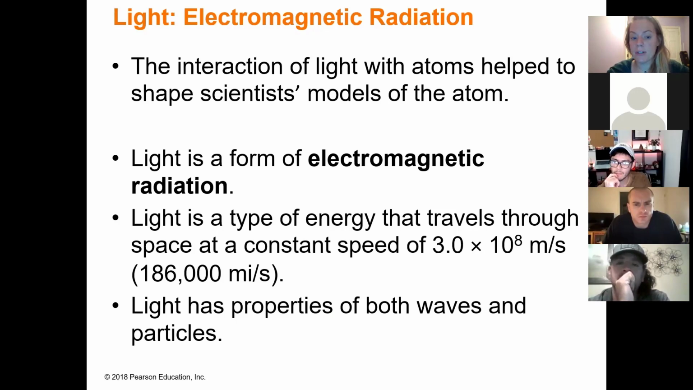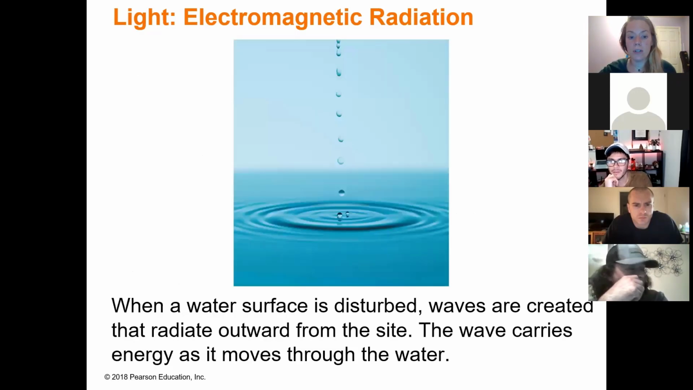Light is specifically a type of energy that travels at the speed of light, 3.0 times 10 to the 8th meters per second, fastest speed in the universe. Light has properties of both waves and particles, just like electrons have this wave-particle duality. So some properties of light are going to behave like a wave, some are going to behave like a particle. Are there other types of electromagnetic radiation outside of just light? Yes, there's electromagnetic radiation that is higher energy than natural light, and there's electromagnetic radiation that's lower energy.